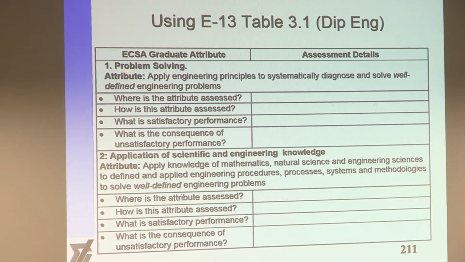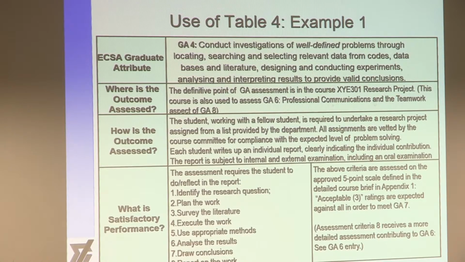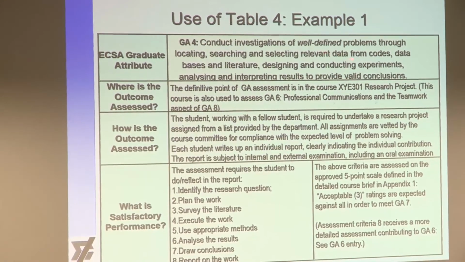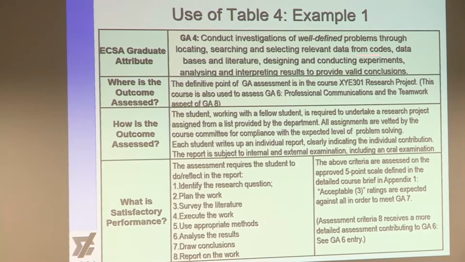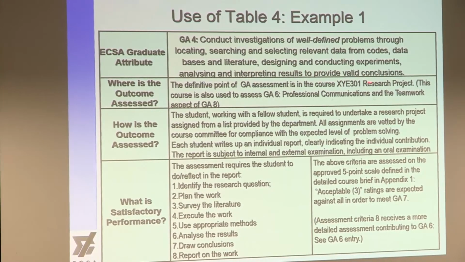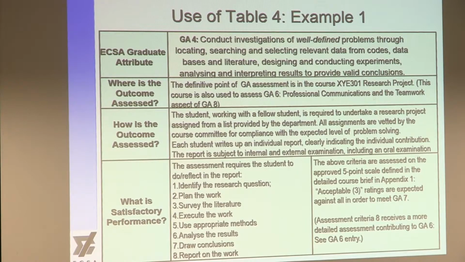Graduate attribute 1 says apply engineering principles to satisfy diagnosis and solve well-defined problems. Same as I just read, so you're going to populate this as such. Let's have a look at an example. Just take an example of graduate attribute 4. Populate and say: conduct investigation of well-defined problems through locating, searching, and selecting relevant data from codes, databases, literature, designing and conducting experiments, analyzing and interpreting results to provide valid conclusions. So this is a copy and paste of the graduate attribute.